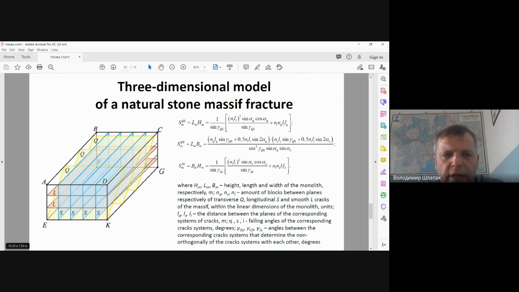Given all the above, a three-dimensional model of fracture of an array was developed, which will allow determining the most optimal direction of drilling operation with the subsequent minimal losses of minerals. This slide shows the three-dimensional model of natural stone massive fracture, and the dependencies that determine areas of separation planes.